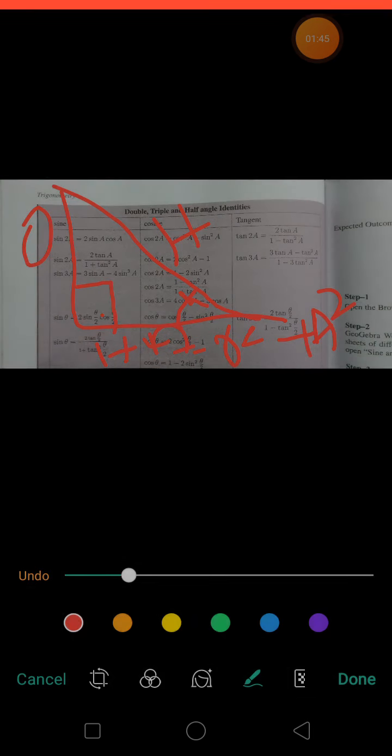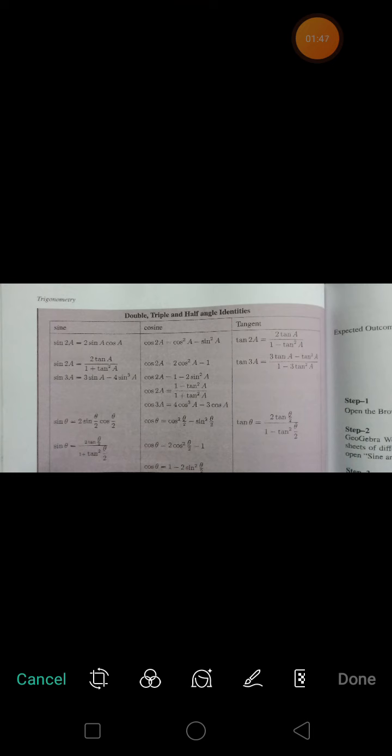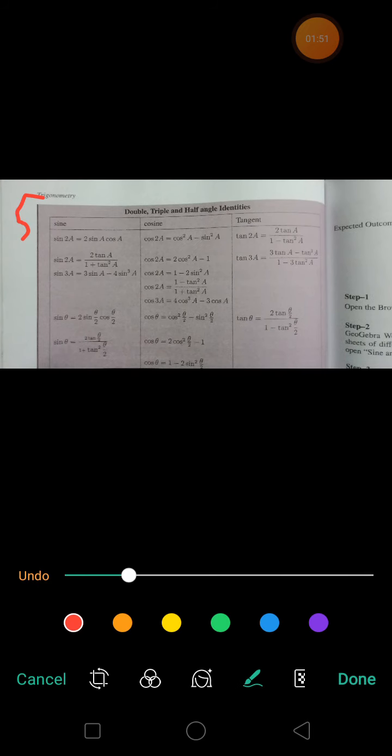How do you find out the values, the ratios? So sine theta is equal to what? Sine theta is equal to opposite side divided by hypotenuse. Cos theta is equal to adjacent divided by hypotenuse. And you must know how to write tan theta. Similarly, tan theta is equal to opposite by adjacent. Why do you get tan theta equal to opposite by adjacent?